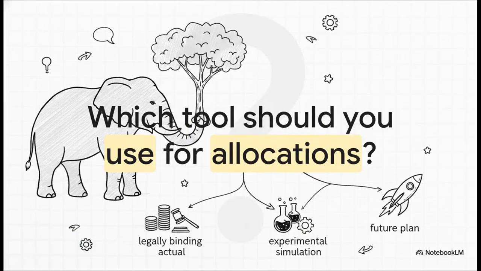Okay, so here is the elephant in the room for every enterprise architect out there. If you just glance at a feature list, S/4HANA, PAPM, and SAC all boast capabilities for allocations, calculations, and reporting. It's like a giant puzzle, right? But choosing a tool isn't just about what it can technically do. It's really about whether the end result is supposed to be a legally binding actual, a massive experimental simulation, or a future plan. That's the real question.